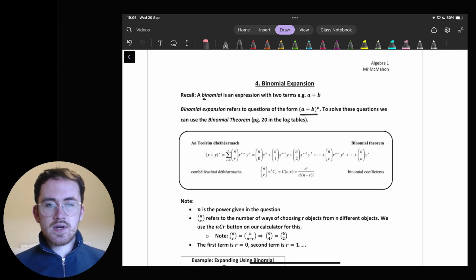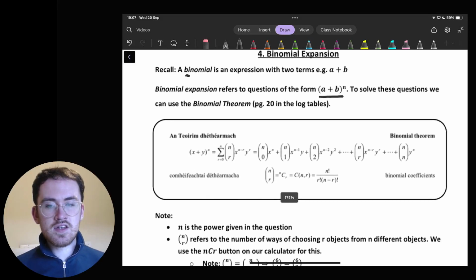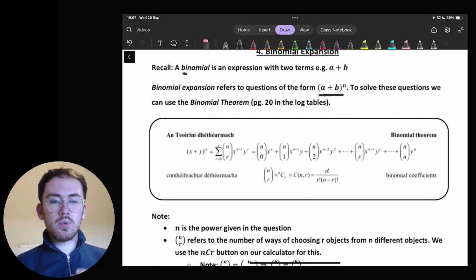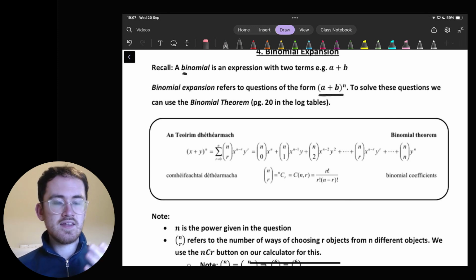To solve these questions, we're going to use our binomial theorem, which is in our log tables. So it's not a theorem that we need to know off, but we're going to talk through what happens when we're applying this theorem, and we may find that it's easier for us to get a general sense of what happens at each stage rather than relying on the theorem. But generally, the theorem is there for us to be used and is in your log tables, so you don't need to know it off.